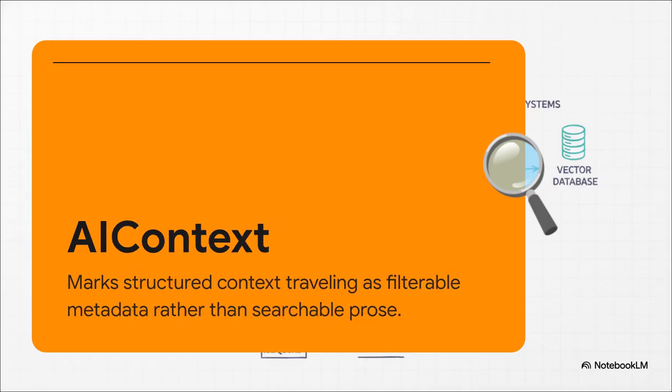But we can't just throw raw text at the AI. We pair that searchable prose with AI context. This contract marks your structured metadata. You definitely do not want your stable record ID, your tenant boundaries, or your status flags to be embedded as searchable prose. That just muddies the semantic waters. Instead, AI context ensures this vital structured metadata travels right alongside your vector. This is exactly what allows you to filter results securely and ensure that tenant isolation actually works when you query the database later on.